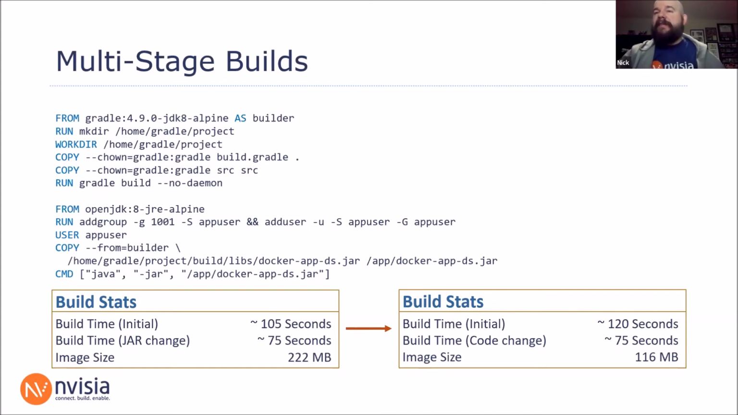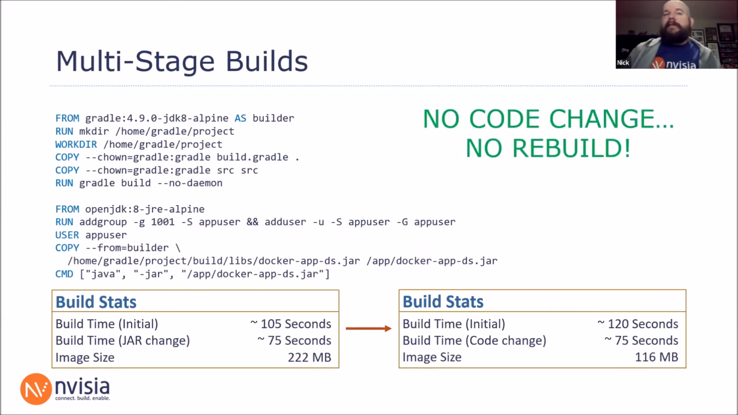This top image up here is basically throwaway. Unless I go and tag this and actually want to do something with it, it's going to exist on my system for cache purposes, but it's not actually going to be part of my final image going forward. All that is in my final image is from this second from statement down. The nice thing about this is no code change, no rebuild.